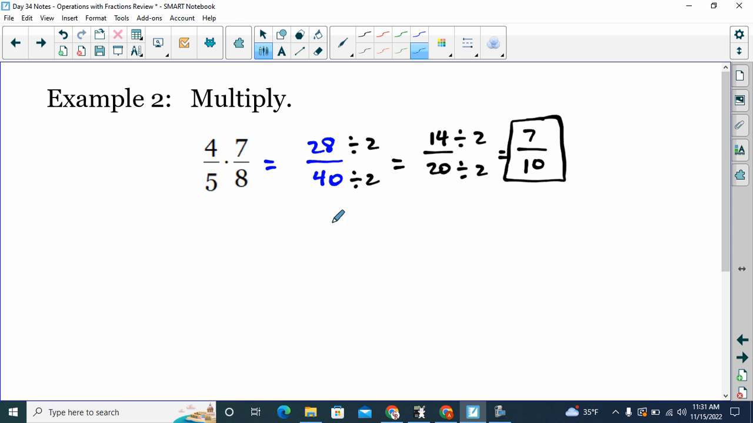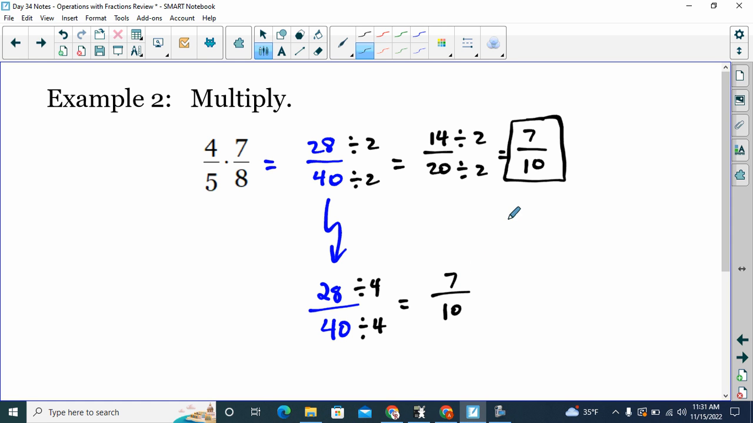You may have also recognized at this step, instead of dividing by 2, if you find the biggest common factor. There's a bigger one than 2. They're actually both divisible by 4. You can get to the final answer faster if you choose the biggest one. 28 divided by 4 is 7. 40 divided by 4 is 10. And we get the same answer, but in one step instead of 2. Either way, we should get 7 over 10.